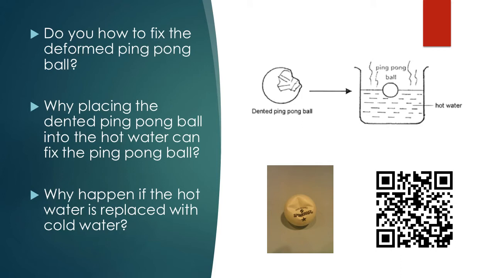So right now we are going to apply the particle model. I'm sure you've encountered this situation: a ping pong ball that is damaged can be repaired by putting it into hot water. So why can placing a ping pong ball in hot water fix it? For those who are interested, you may check this video. The first question: why would it repair? The second question: what if, instead of hot water, we use cold water, can the ping pong ball be repaired? Why or why not? What exactly happened inside?